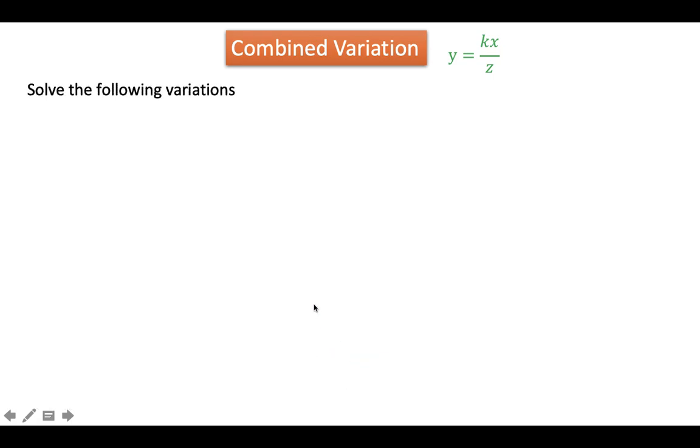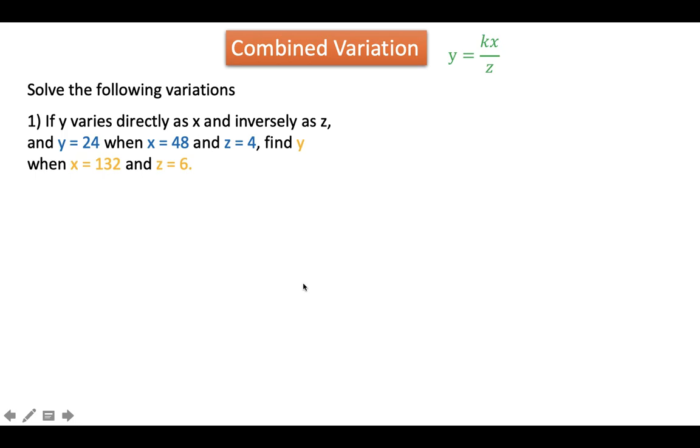Okay, so how are we going to solve a combined variation problem? Given that y varies directly as x and inversely as z, and y equals 24 when x equals 48 and z equals 4, find y when x equals 132 and z is equal to 6. So first, we're going to set up a variation. It is the same process as with direct, inverse, and joint variation.